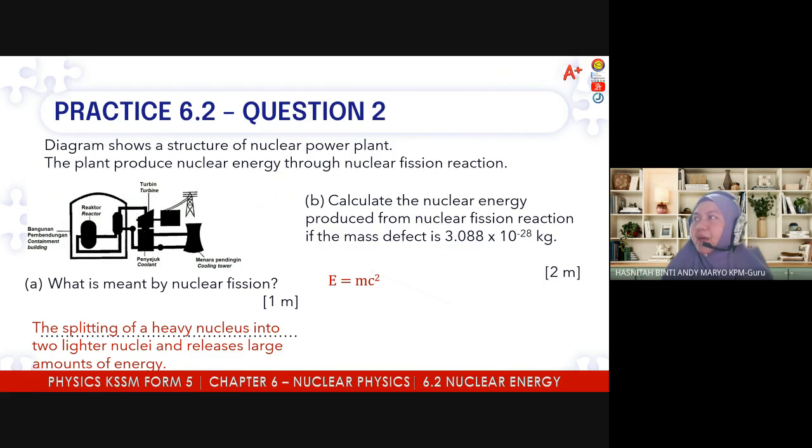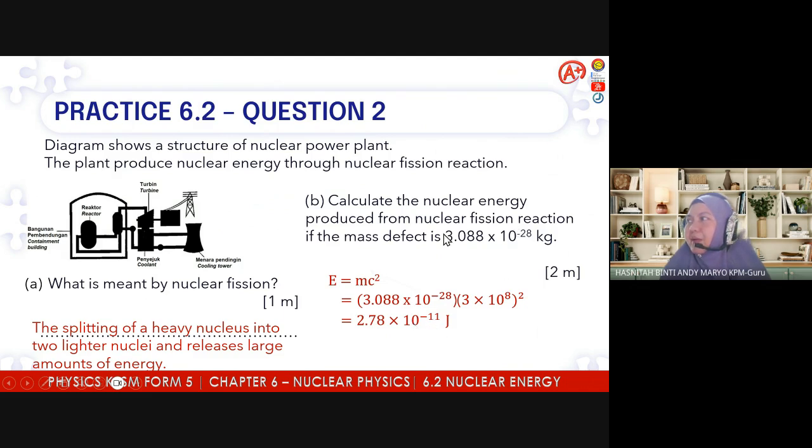So how to find the energy produced here? They give you the mass defect readily, so it is very easy. You just put in the substitution. Yes, splitting of heavy nuclei into two or more lighter nuclei and releasing a large amount of energy. Very good. You can calculate the energy produced and check the answer with me. The answer is 2.78 times 10 negative 11 joules.